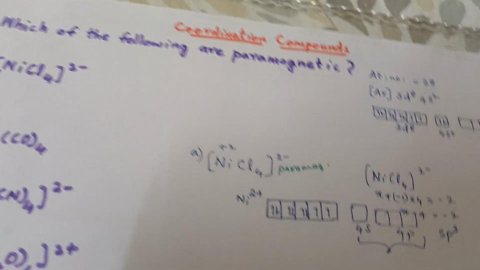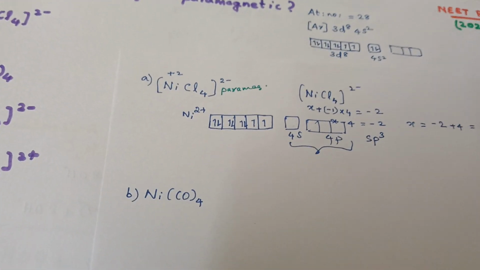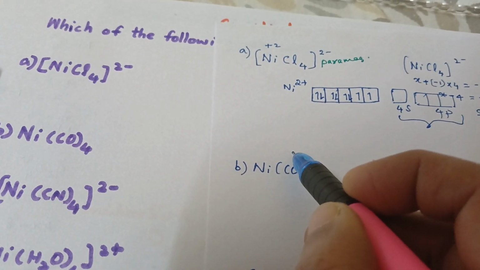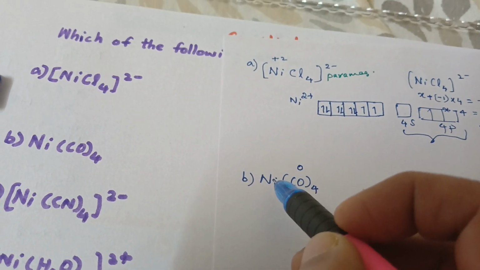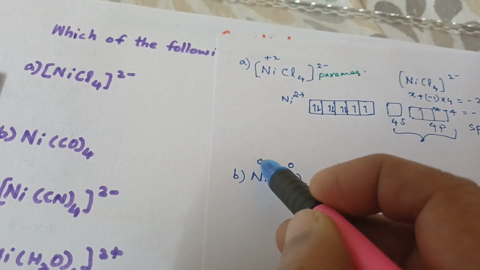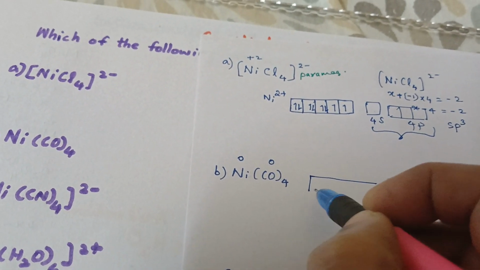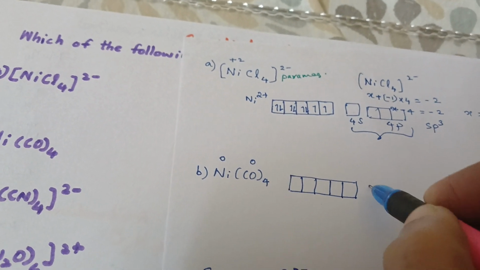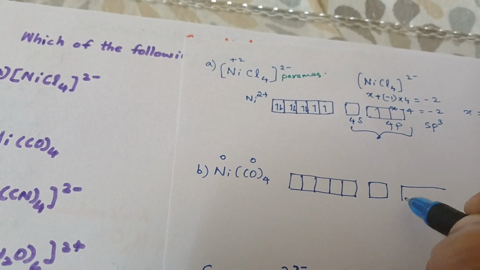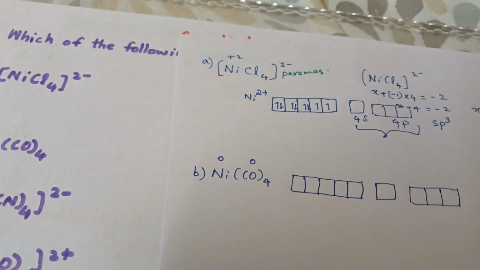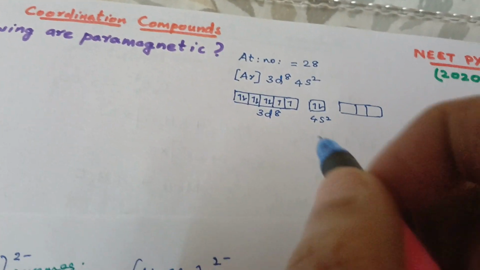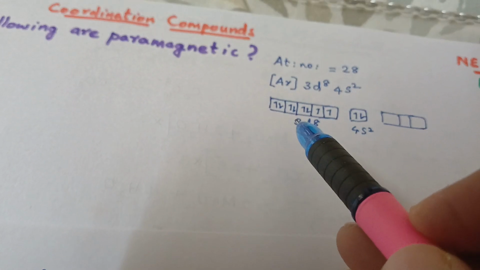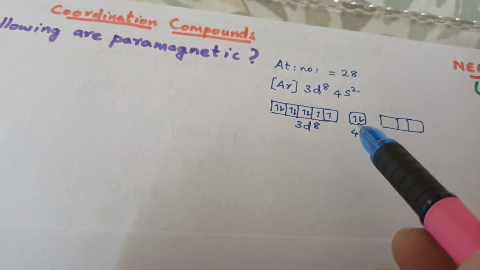Now the next one, that is Ni(CO)4. We know CO is a neutral molecule, so it has 0 oxidation state, and nickel will also have 0 oxidation state. That will mean nickel has the electronic configuration of 3d8 4s2. Since nickel is in 0 oxidation state, this will be the electronic configuration of Ni. Now what will happen?